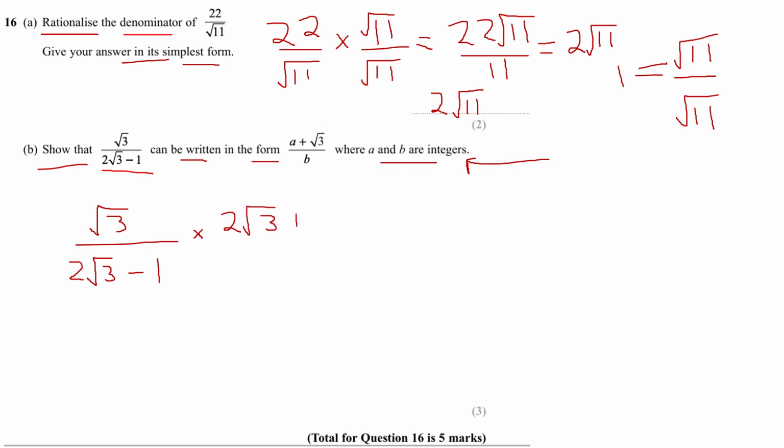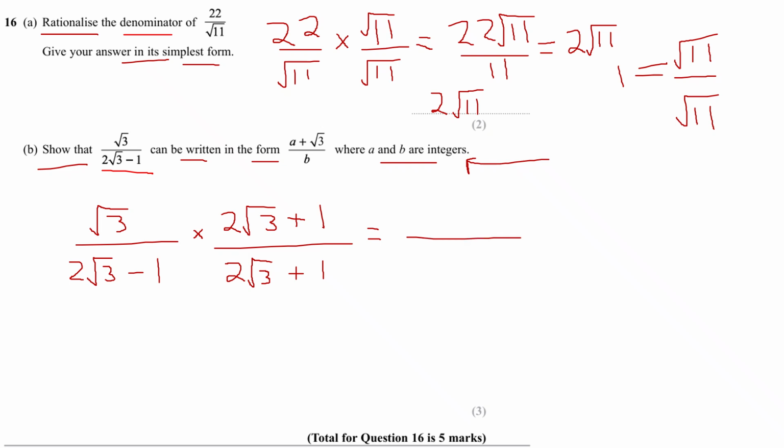Hopefully you can see here that I'm going to create dots on the bottom, so difference of 2 squares on the bottom. Hence, this is how I'm going to rationalize the denominator. You hear me say the word dots a lot in maths. Dots just means difference of 2 squares, i.e. a squared minus b squared factorizes into a plus b times a minus b.